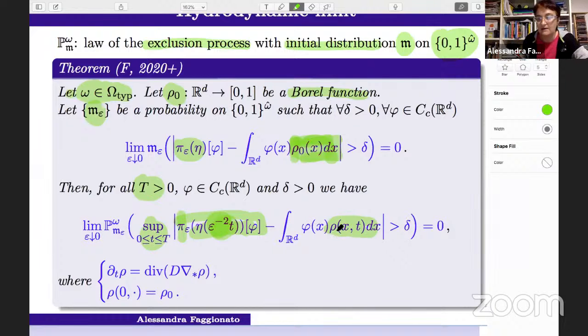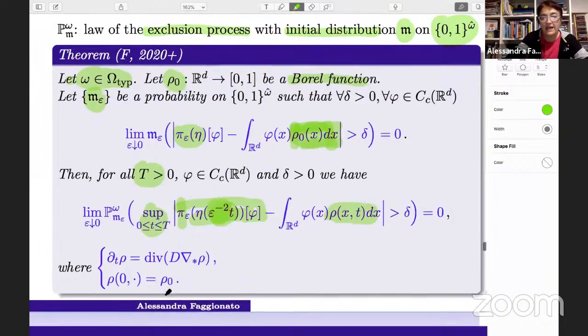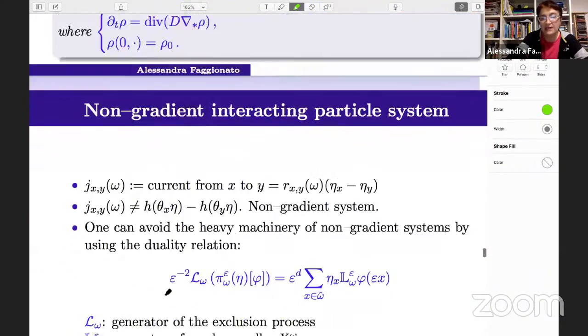This limiting profile, rho(x,t), is the solution of a partial differential equation, where again you get the homogenized matrix. The time derivative of rho is the divergence of the homogenized matrix D times the gradient, gradient star if D is degenerate, applied to rho. And the initial profile, so this is a Cauchy system, is given by rho 0. Okay, and I make some comments.